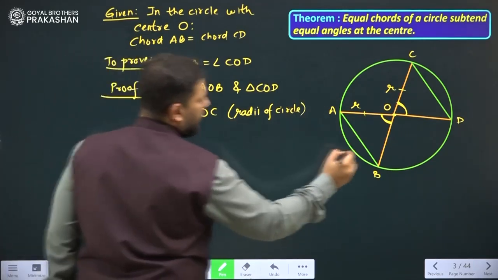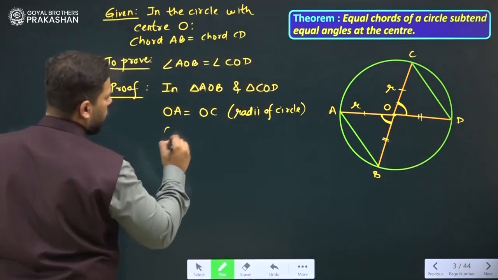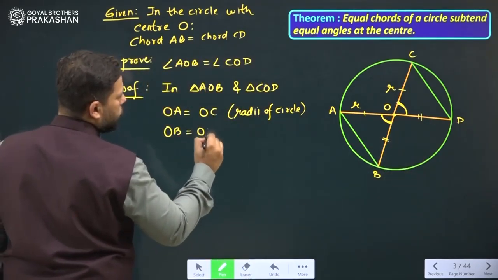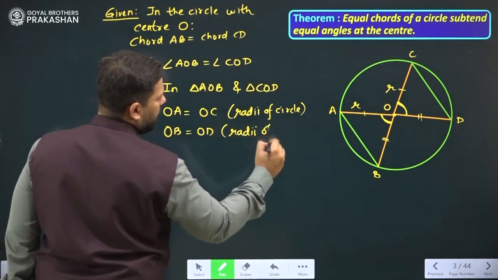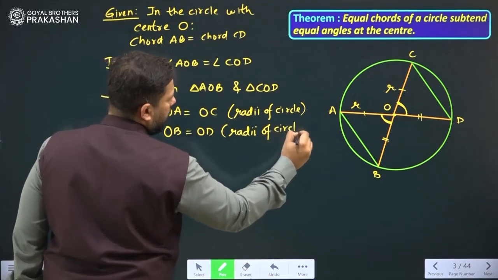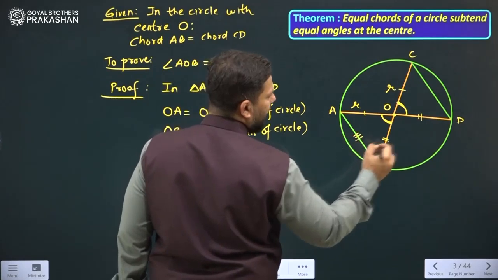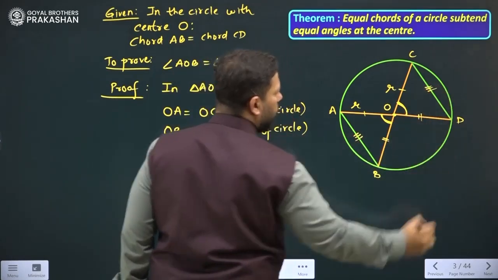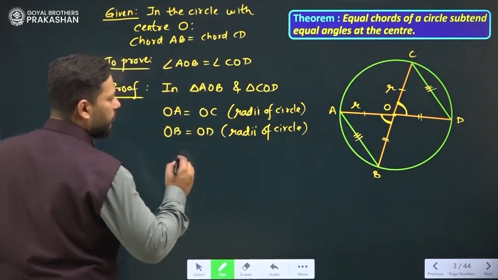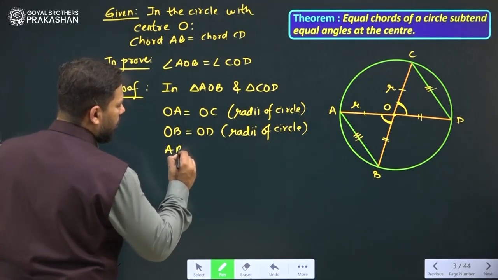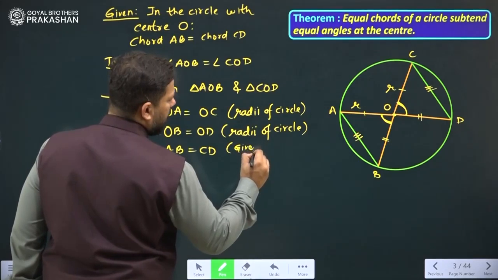Also, similarly, OB is equal to OD, isn't it? So OB is equal to OD. Same reason. They are the radii of the same circle, isn't it? And one more thing is given to us, that this chord AB is already equal to chord CD. It is given in the statement itself. So we will write AB is equal to CD. For that we will write it's given.